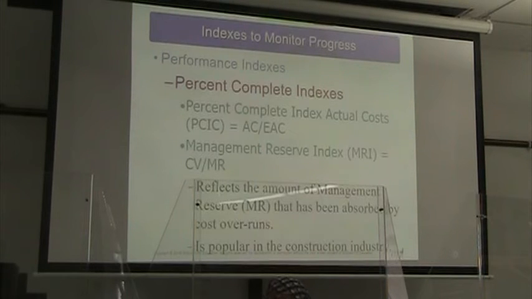And the Management Reserve Index, or MRI, is the cost variance divided by the management reserve. Management reserve, of course, being how much money we have for emergencies or contingencies that hasn't been used. Apparently, this is popular in the construction industry. And so I say, good on the construction industry.